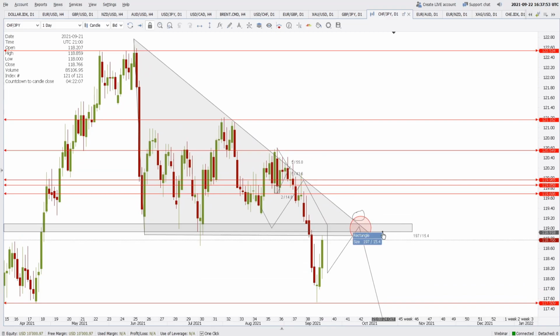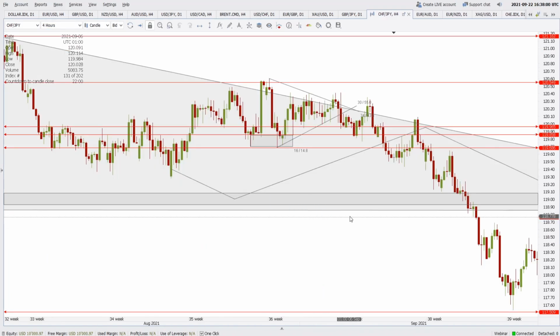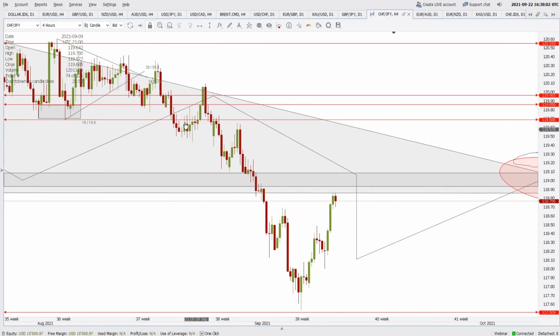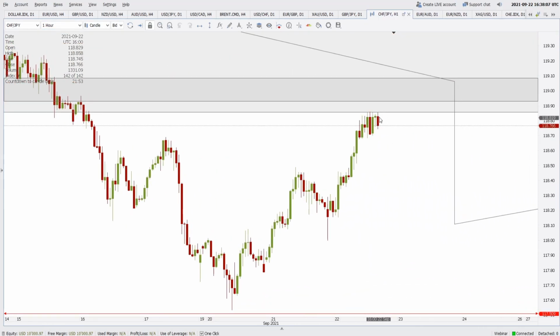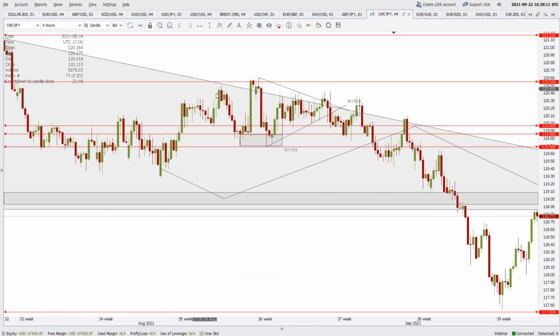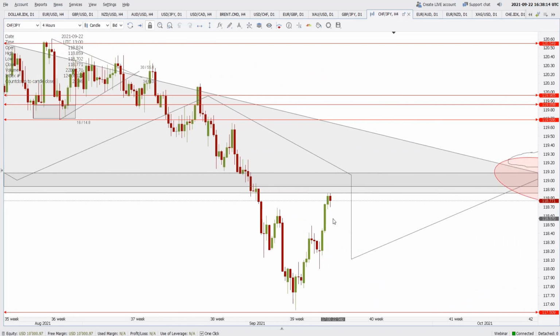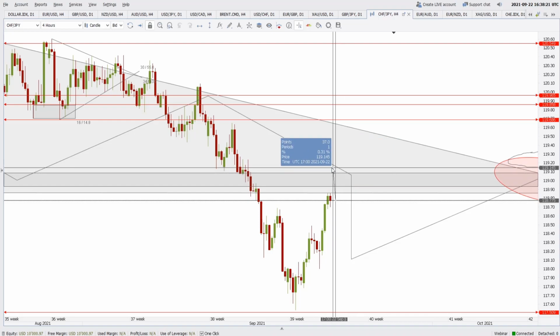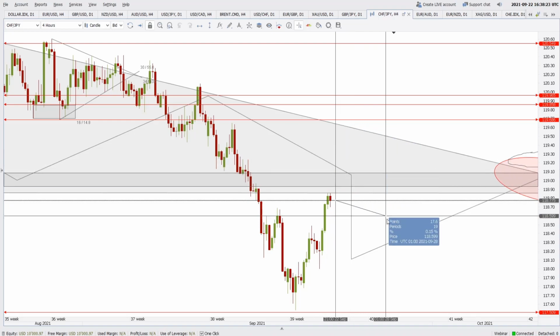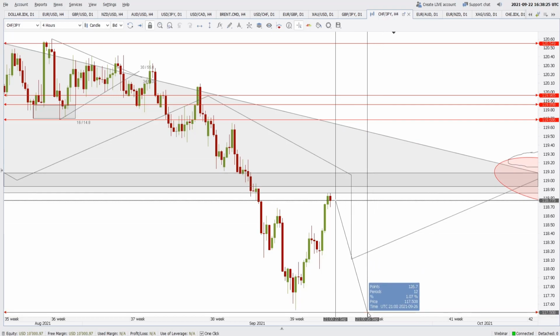Talking about CHFJPY, we were expecting this level to be tested as a fresh resistance, and this is what is happening now. Let us see what is happening on the 4 hour, and on the 1 hour. I'm expecting this level to hold as a fresh resistance. So if you're looking to take a risk here, you can open a small sell position with a small stop loss of almost 50 points and a target around 120 points.